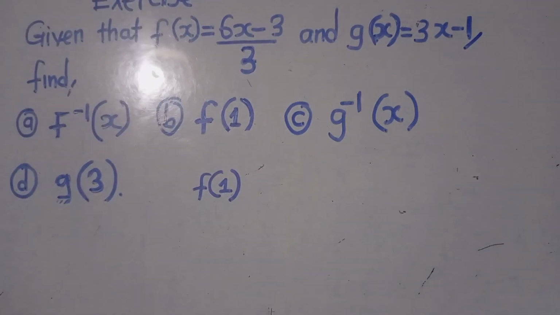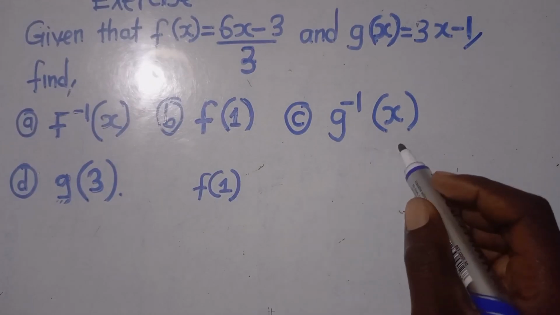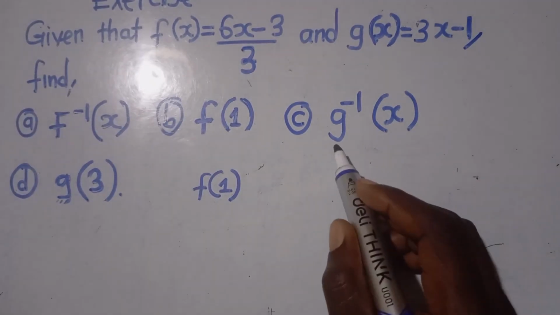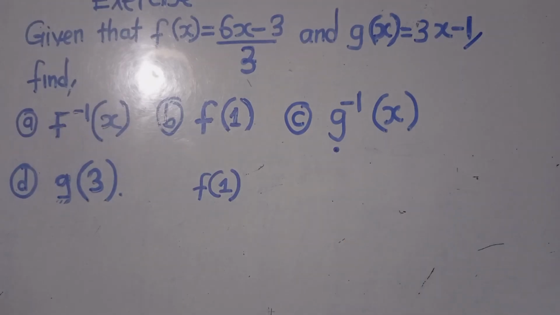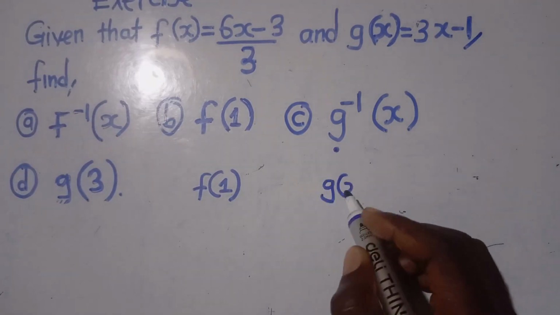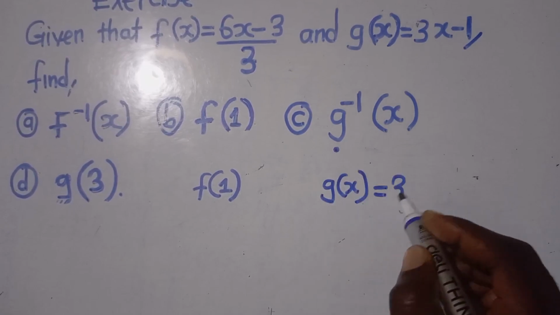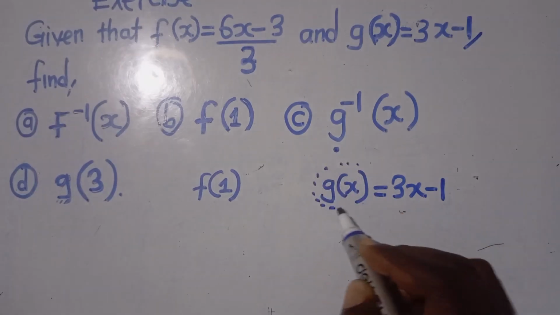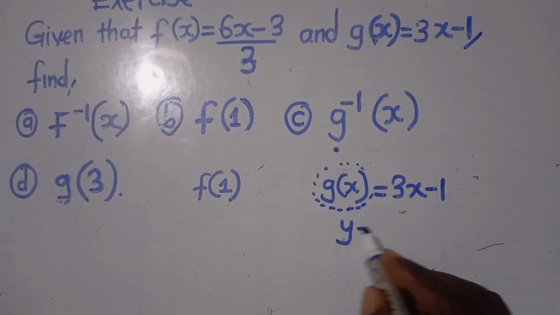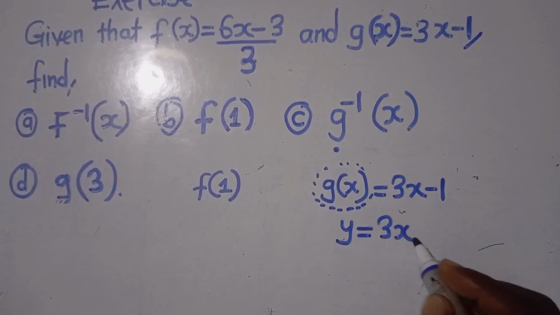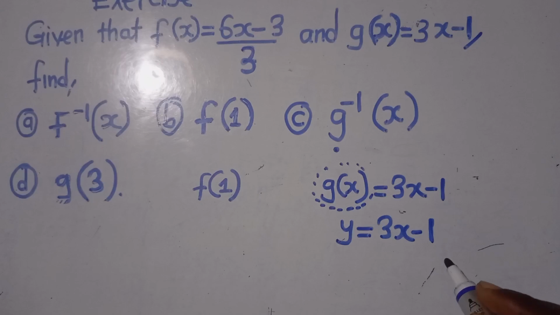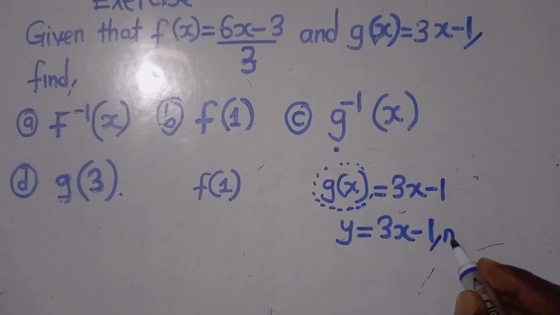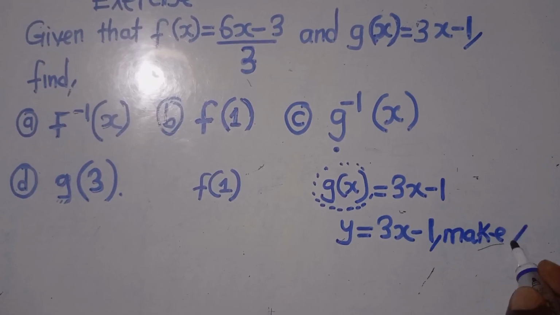Here we are told to find g inverse of x. How can we find g inverse of x? You ask yourself, where is the function g coming from? The function g of x is equal to 3x minus 1. Where there is g of x, you put y. So this is y is equal to 3x minus 1. Here, you are making x the subject of the formula. Keep in mind that you are making x the subject of the formula.